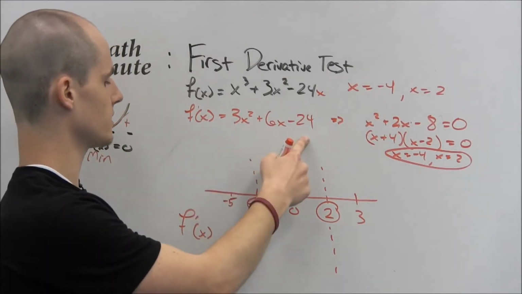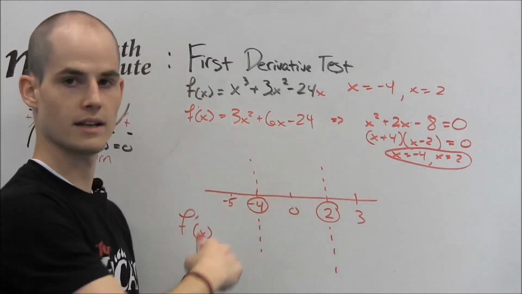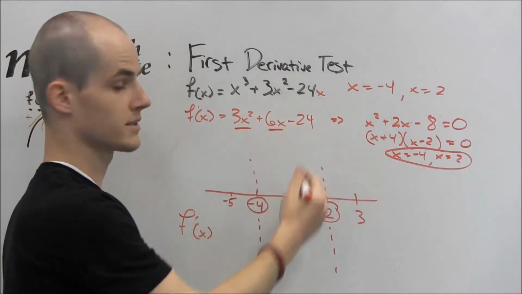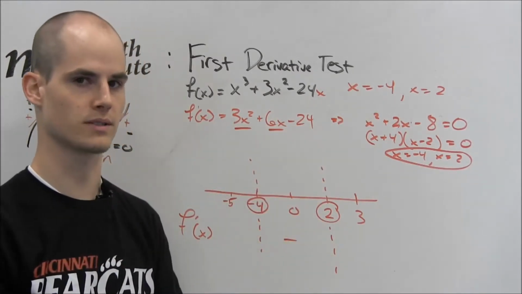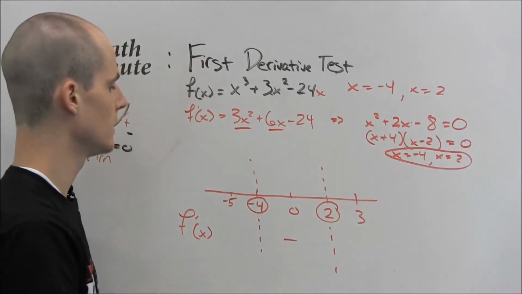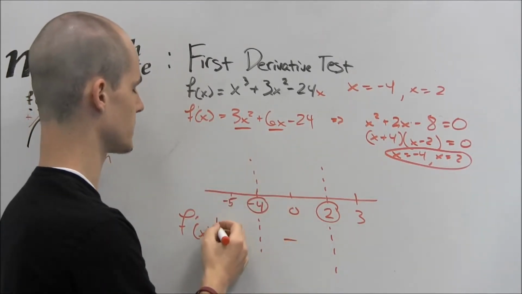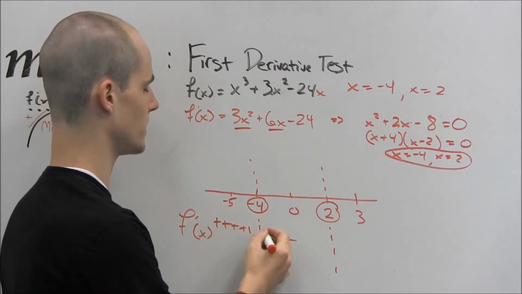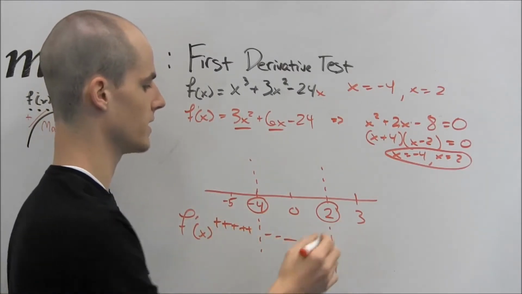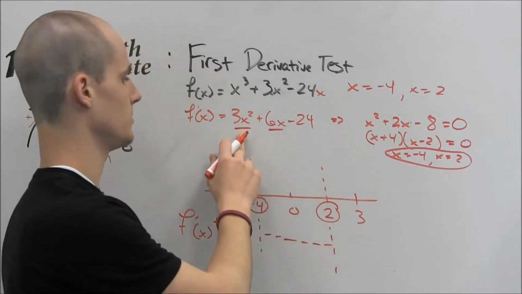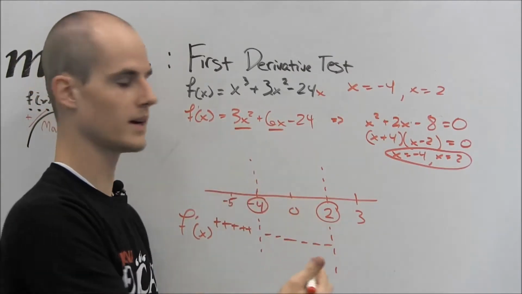If we plug 0 into this function, this is going to give us negative: 0 plus 0 minus 24. We just need to know if it's plus or minus. We don't really need to know the number. If we plug negative 5 into the derivative, it's going to give us a positive. So these are all positive slopes in between, and these are all negative. Let's do 3 now. If you plug 3 in here, you're going to get another positive number.